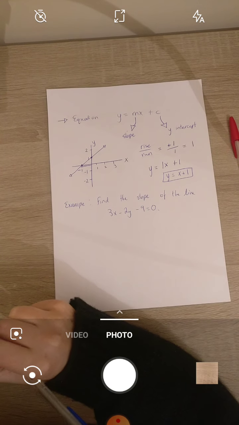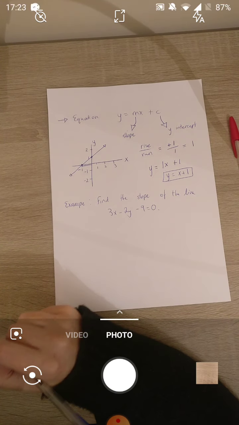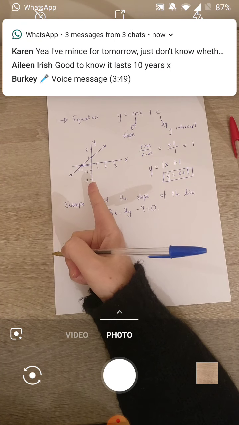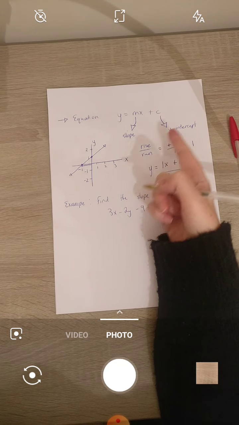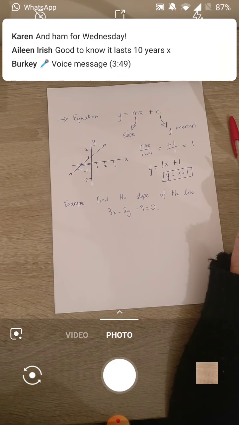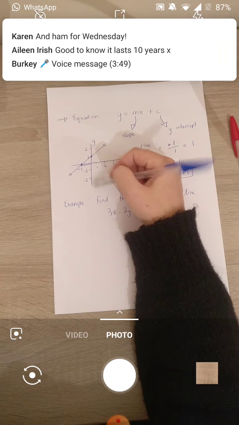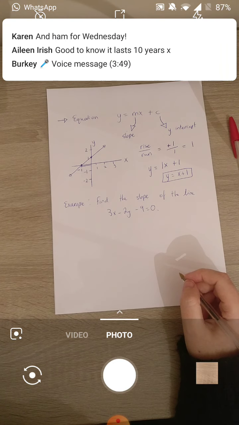So that's if you were to find the equation of the line from a diagram. You'd have to find the slope using rise over run, and you'd have to find the plus c by looking at where the line actually crosses. Remember, the y-axis is the vertical axis. Okay.